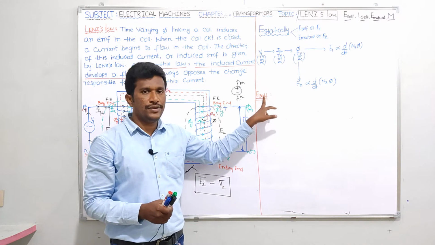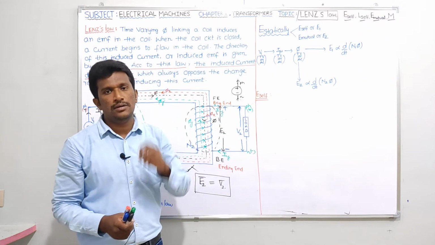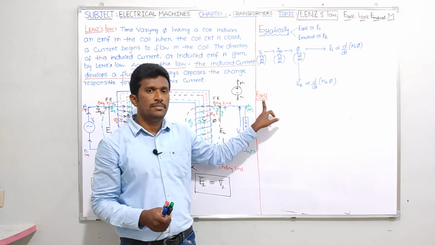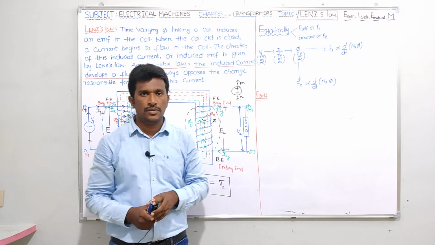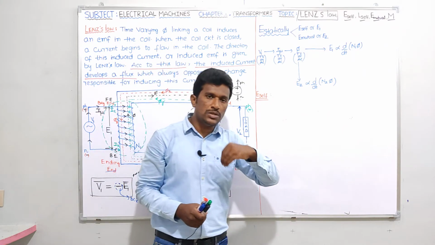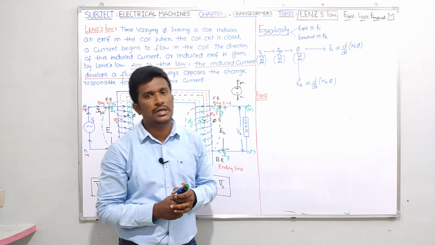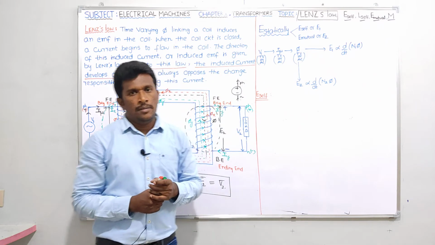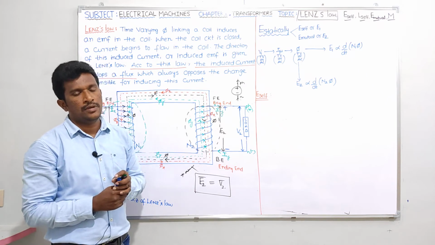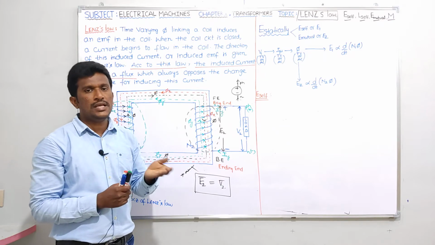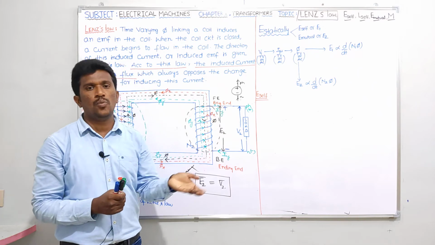Please write self-induced EMF or primary winding EMF, in bracket E1, and write the definition. EMF induced in the primary winding because of time varying current flowing in the primary winding itself.